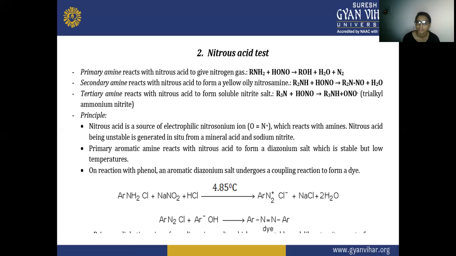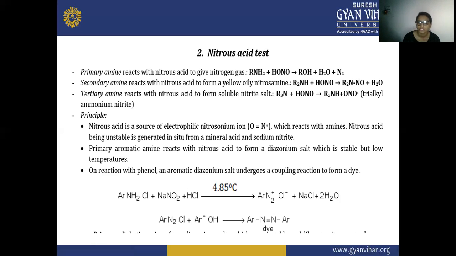But in the case of the secondary amine, there is a reaction with this nitrous acid, then there is a formation of a yellow oily nitrosamine. So this is your nitrosamine. In this case, this R2N will form a bond with this NO, and H2O is evolved.